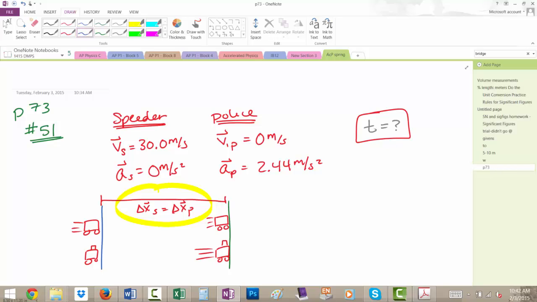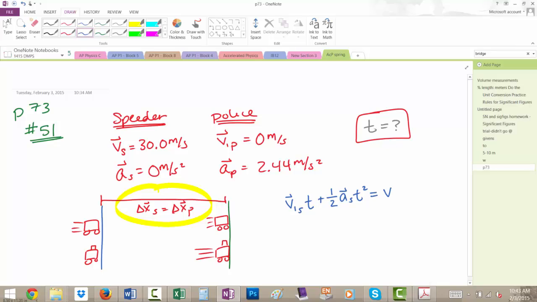Yes is the right answer to that question. All right, so instead of writing delta x, I'm going to write VI for the speeder times time plus 1/2 the acceleration for the speeder times time squared. So this thing and this thing are equal. Is that okay? They also equal that, so I'm going to go ahead and put the stuff for the police car next.